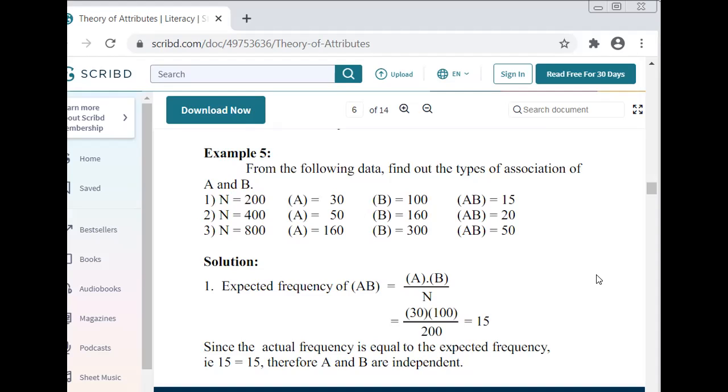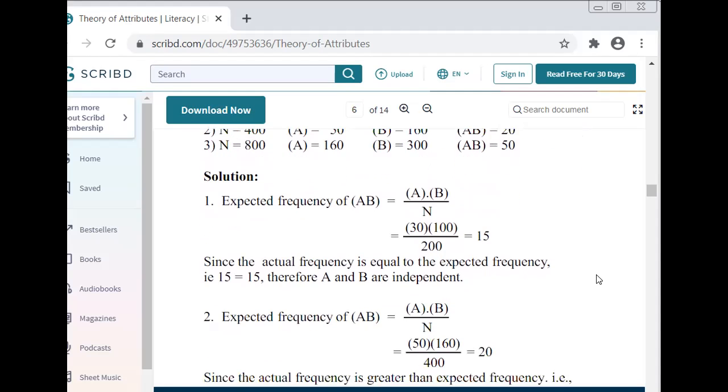Okay, so here the actual frequency is equal to the expected frequency. What is the frequency of AB? 15. After simplifying, also 15. So the LHS is equal to the RHS. The frequency of AB is 15, and frequency of A into frequency of B by N is also 15. Therefore, A and B are independent. So in the problem, the first bit is independent.